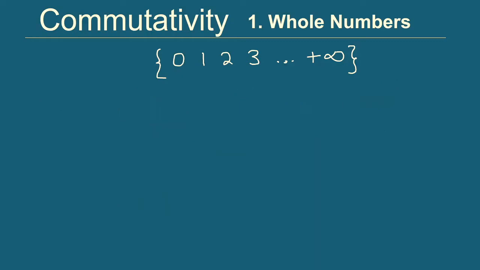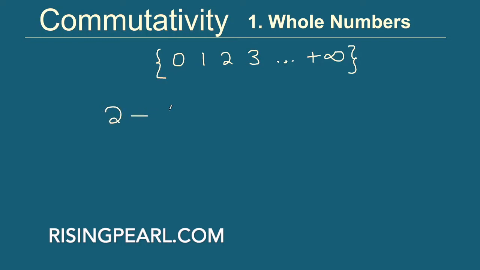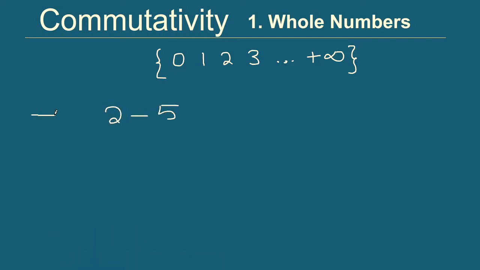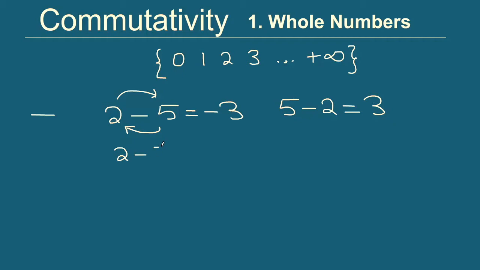Now let's explore subtraction. So these are our whole numbers. So let's take the number 2 again and let's subtract 5 from it. So now we are evaluating subtraction operation. So what is 2 minus 5? 2 minus 5 is minus 3. What is 5 minus 2? So here we are switching the numbers. 5 minus 2 is simply 3. So we notice that in this case, 2 minus 5 is not equal to 5 minus 2.